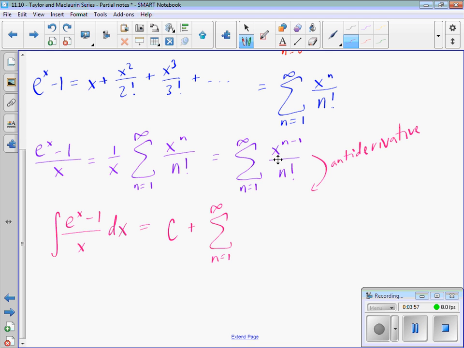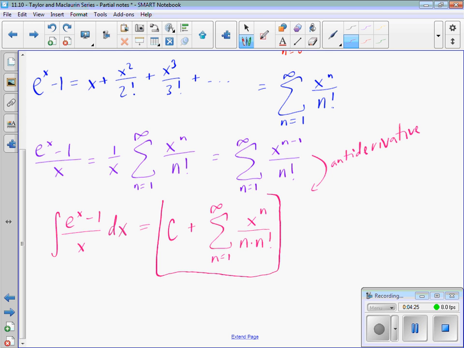Okay, when I take the antiderivative of x to a power, what do I do with that power? Add 1. If I add 1 to this, what do I get? Just x to the n. And then you divide by your new exponent, don't you? So I'm going to divide by n, and then I've got this n factorial. I'm going to give you a second just to make sure you understand all that. So then if we get that, we just go ahead and circle this.